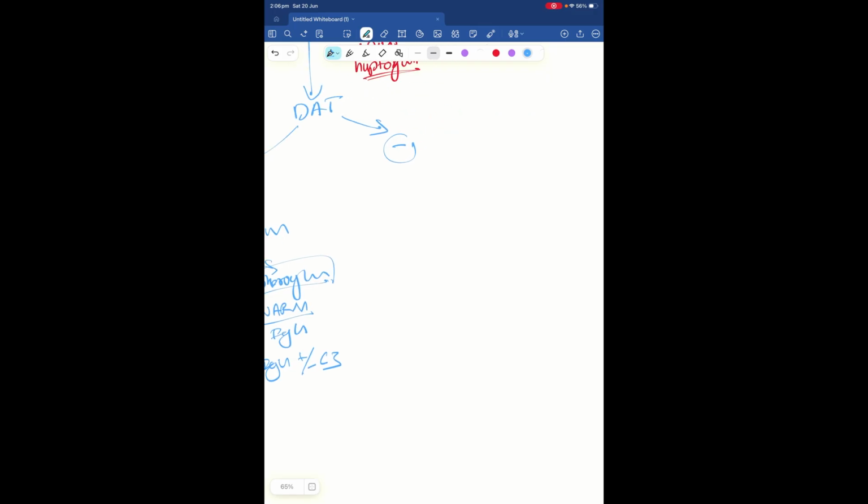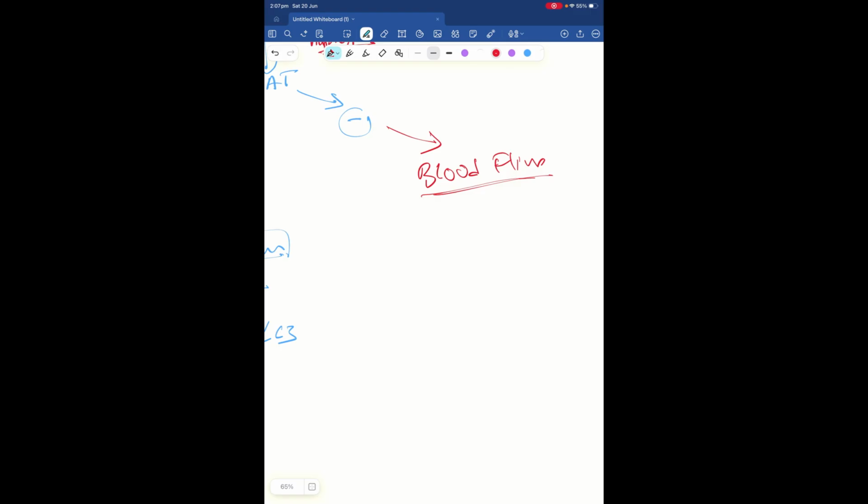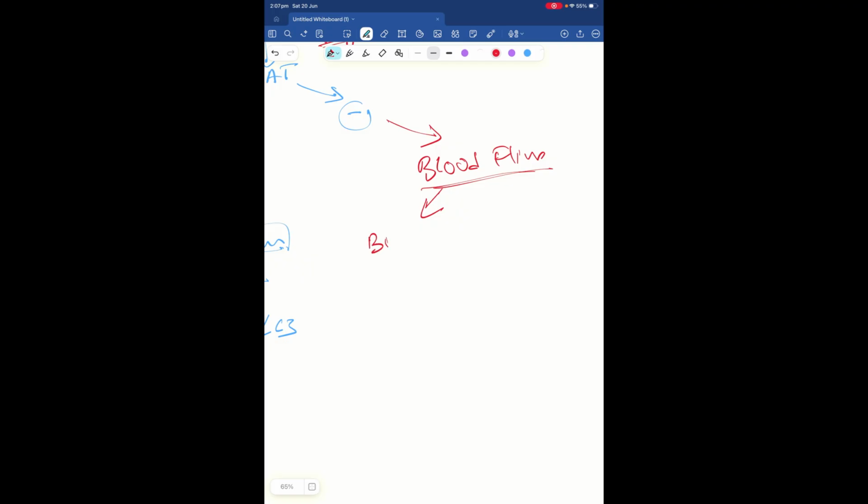All right, and the fun part comes when the DAT is negative. So what happens if the DAT is negative? It could be anything else that's causing hemolysis, right? Again, what you do is you examine the blood film. So the blood film is the money shot. All right. So when you examine the blood film, what are the possibilities? You can see bite and blister cells.